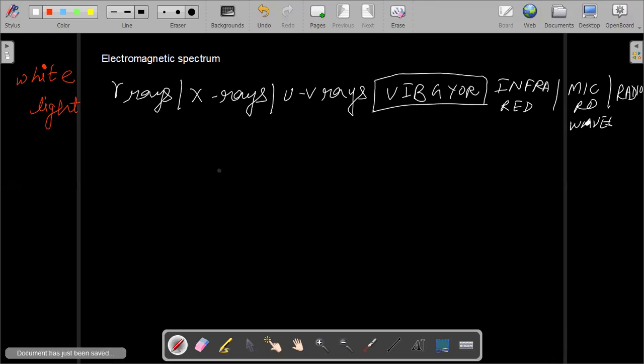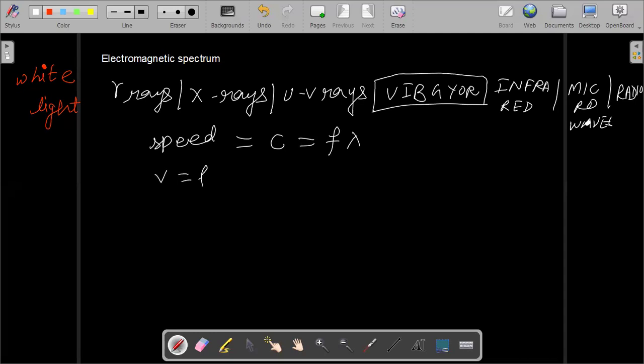All these light rays travel with the speed of light. So the speed of all these waves in vacuum is c, and this c can be written as c equals f lambda. I think everyone is aware of the wave speed formula: wave speed v is given as f lambda. Here c is the speed of light, f is the frequency of that light, and lambda is the wavelength of that light.